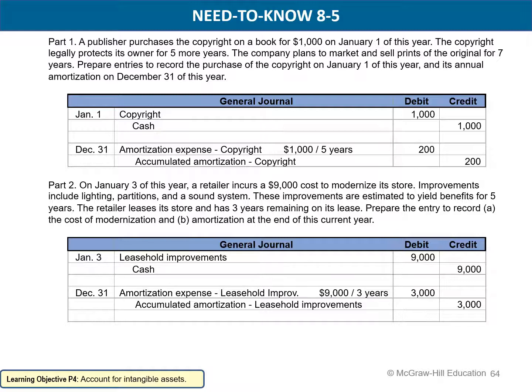When we depreciate or amortize leasehold improvements, we're doing it over the lesser of the remaining lease term or the term it's expected to benefit. In this case, we're using 3 years because that's all that remains on their lease. So we're going to record amortization expense, leasehold improvement. $9,000 divided by 3 years is $3,000 per year. And then we're going to record accumulated amortization for leasehold improvements of $3,000.